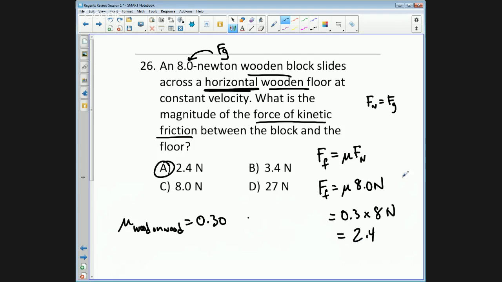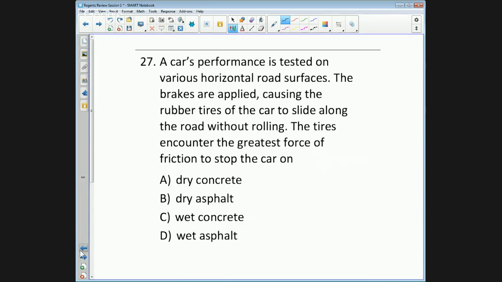Yeah, A. Okay, newtons. Okay, there is no unit for the coefficient of friction, so we don't need to plug in any units for that. For number 27, it says a car's performance is tested on various horizontal road surfaces. The brakes are applied, causing the rubber tires of the car to slide along the road without rolling. The tires encounter the greatest force of friction to stop the car on what?